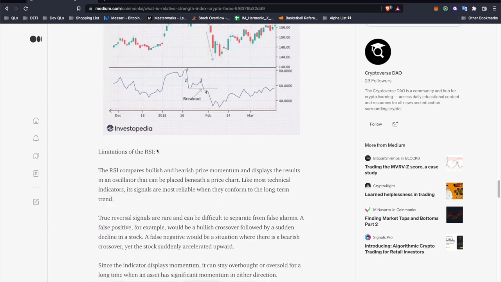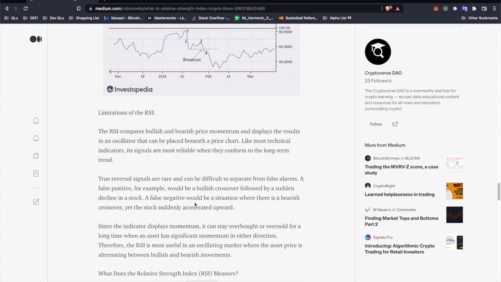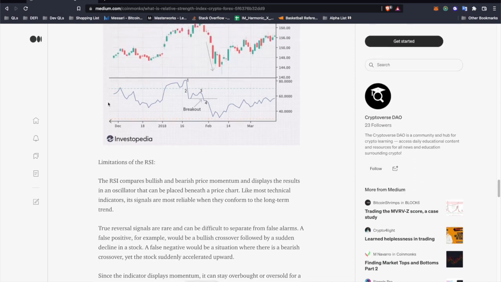So limitations, let's talk about that. The RSI compares bullish and bearish price momentum and displays the results in an oscillator, an oscillating line graph that can be placed beneath the price chart. And like most technical indicators, I would say its signals are only reliable when they conform to the long-term trend. True reversal signals can be difficult to separate from false alarms.